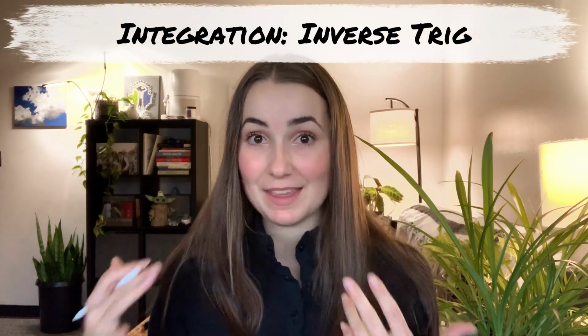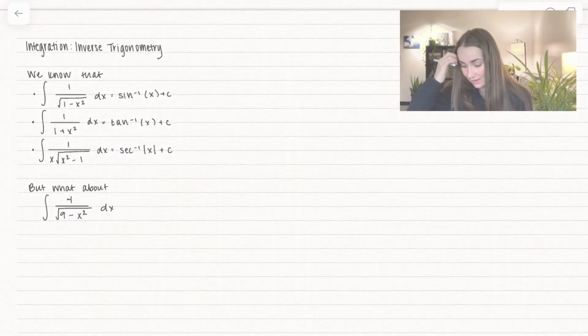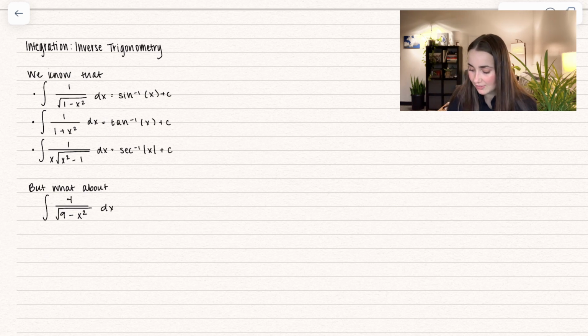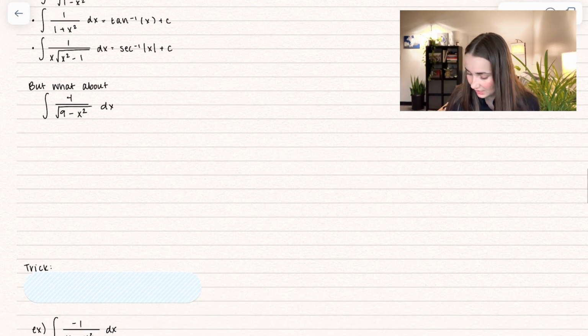Today we're continuing our series on integration, so we're going to be talking about inverse trig. So let's go ahead and dive into it. We already know some of the inverse trigonometry. So we have inverse sine of x, inverse tangent, and inverse secant. These are going to be the most important in integration. But what happens when we add in some scalars there? So let's go ahead and talk about this problem right here.